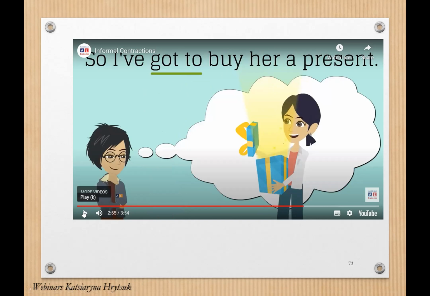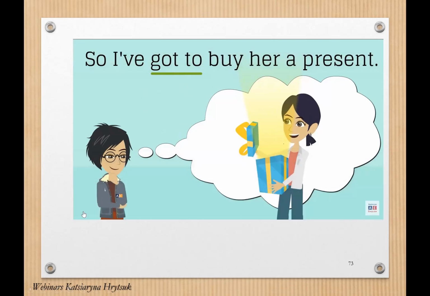So I have got to buy. I don't want to have got to. I want an informal construction. Gonna buy her a present. Wanna or I've gotta? I've gotta buy her a present. It's not wanna, not I want to. I have got to. So I've gotta buy her a present. Okay. Next, Vika. Let's see.